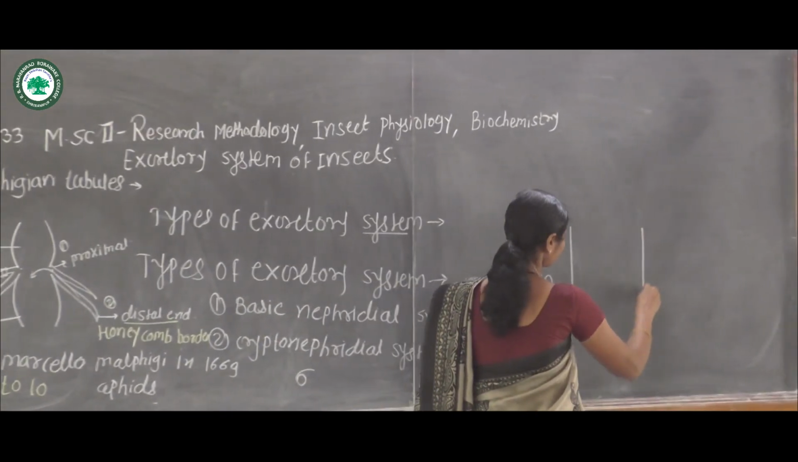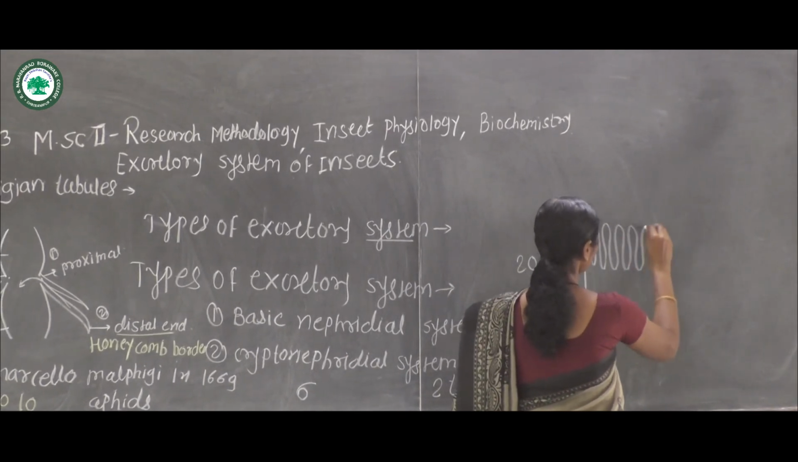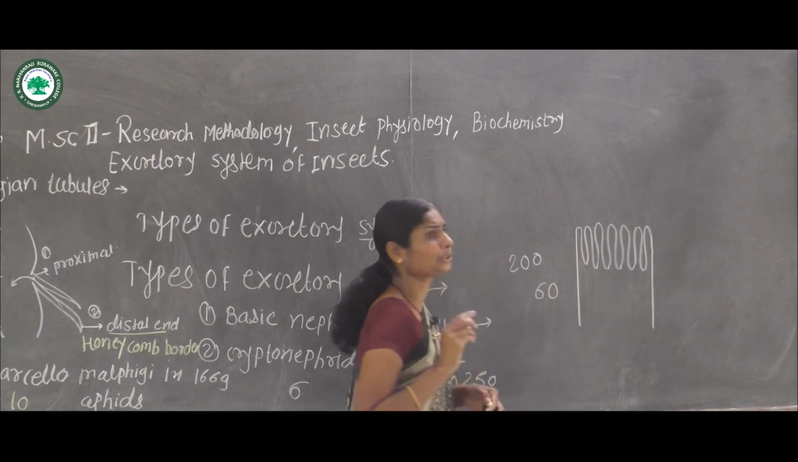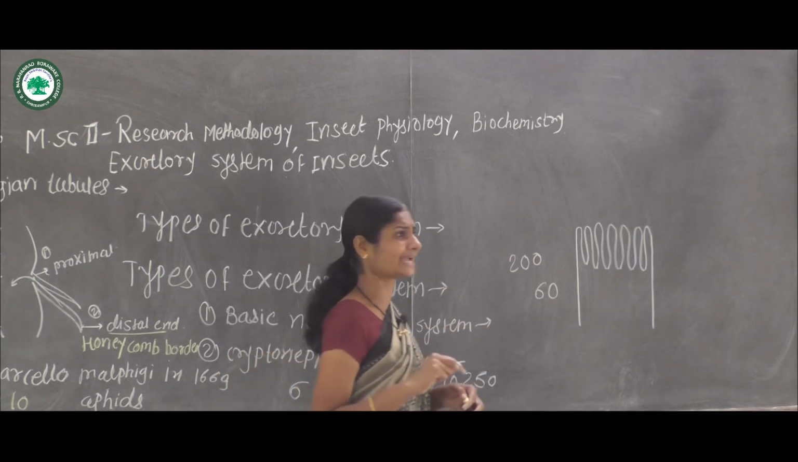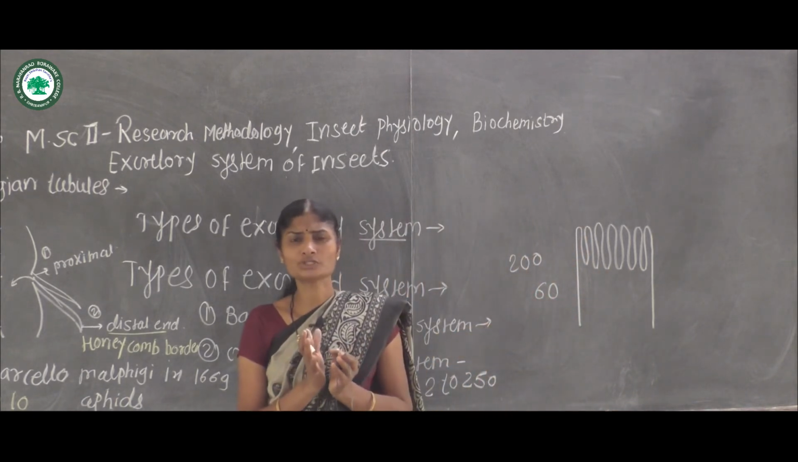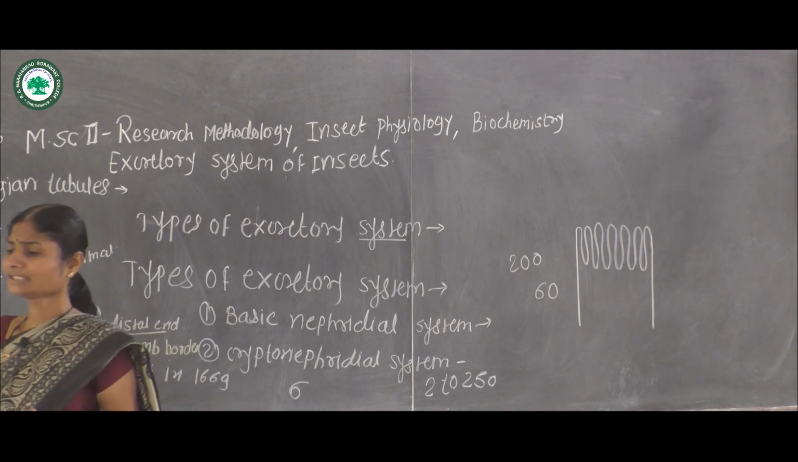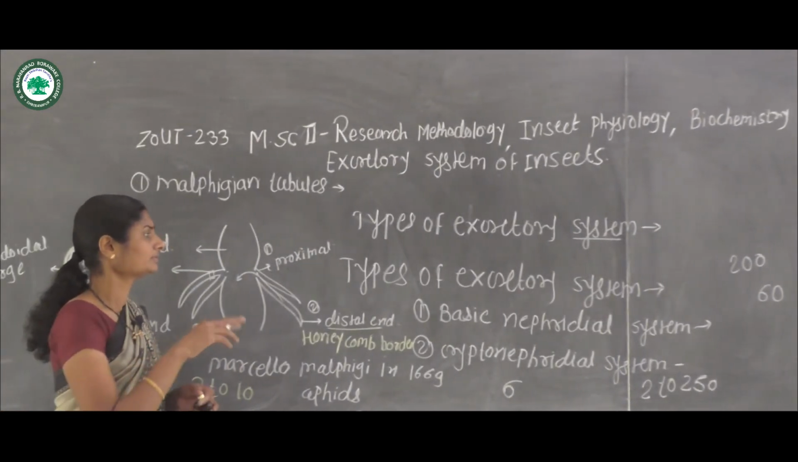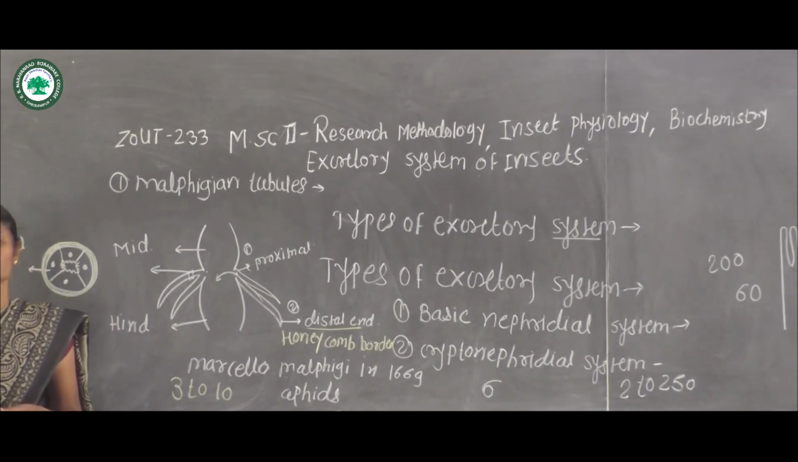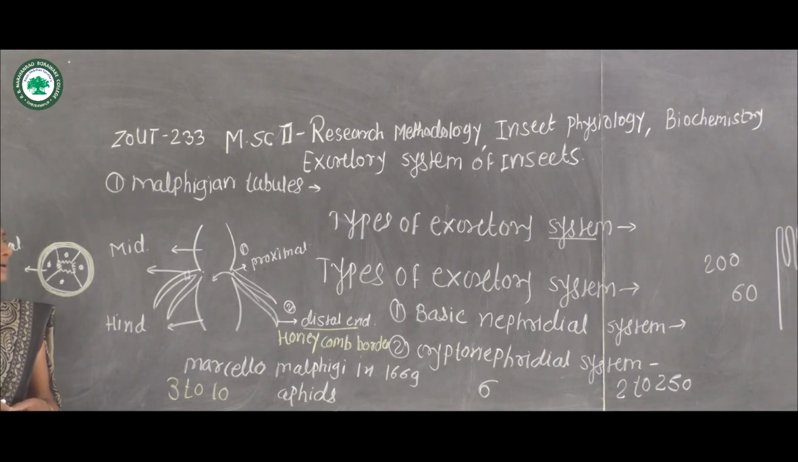In this distal end, the marginal cells are modified into 3 to 10 micron long cytoplasmic fibrils arranged closely packed to each other, forming the honeycomb border. And this distal end's main function is secretion of primary urine. Next part is the rectum.